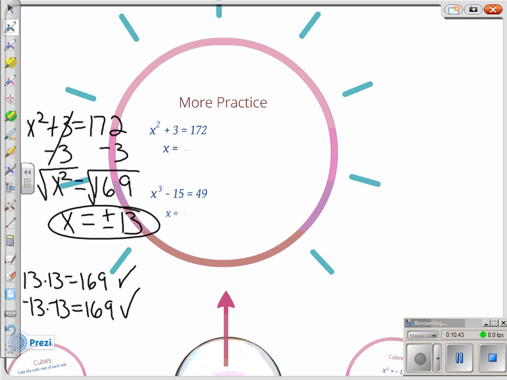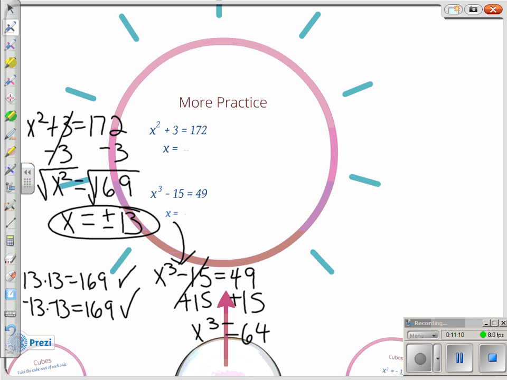And then our next example, now instead of a square, we have a cube. And I rewrote the problem so we can see the process. We want to get x cubed by itself. Well, how do I do that? I'm going to get rid of a negative 15 by adding 15 to both sides. So I end up with x cubed is equal to 64. We're not solving for x cubed, we're solving for x. So to do that, we're going to take the cubed root of not just the left, but also the right.